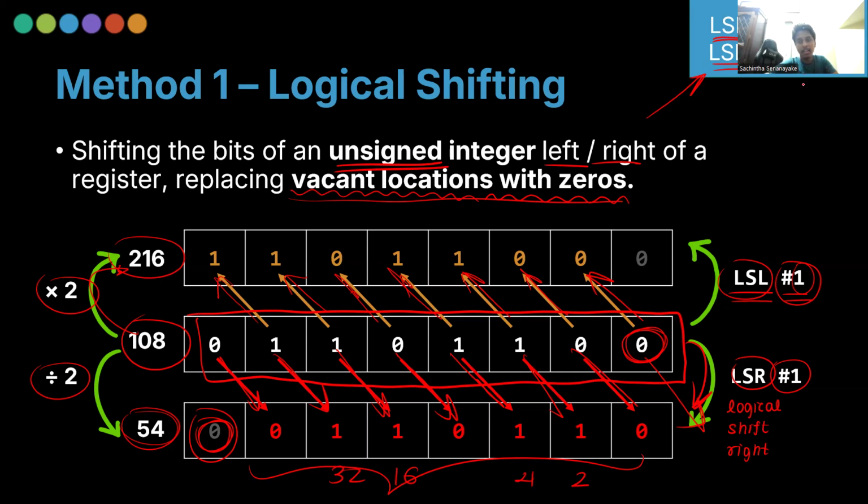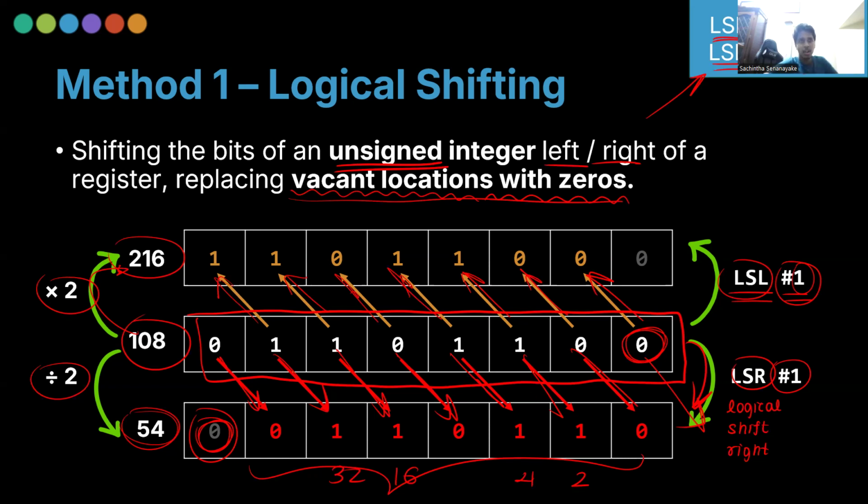All right. So in other words, if I were to give you a quick example, what if you logically shift left your register by 2 positions? What will happen then? If you logically shift left by 2 positions, you'll end up multiplying your number by 4, which is 2 times 2. In other words, 2 to the power 2.